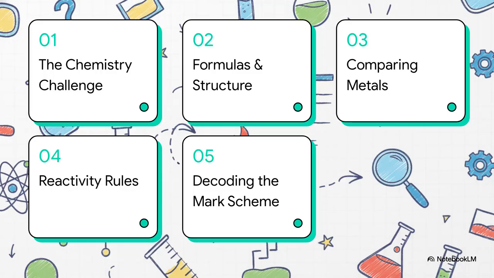So, here's our game plan. We're going to take on a multi-part question, breaking it down piece by piece, and see exactly what an examiner is looking for. We'll hit formulas, compare some metals, check out reactivity, and then, at the end, we'll pull it all together so you have a solid strategy for success.